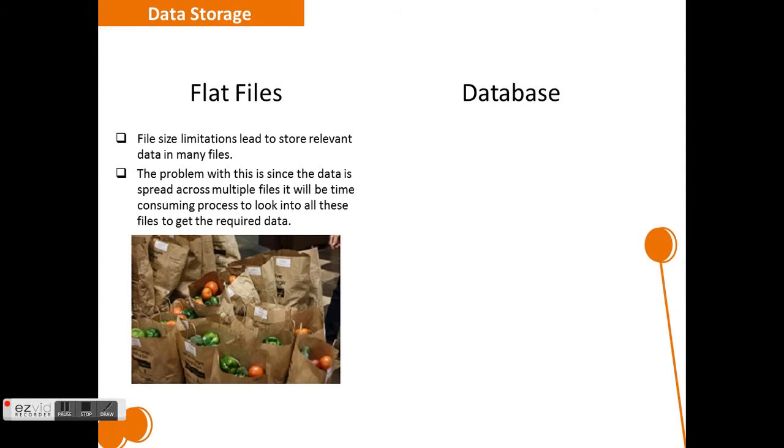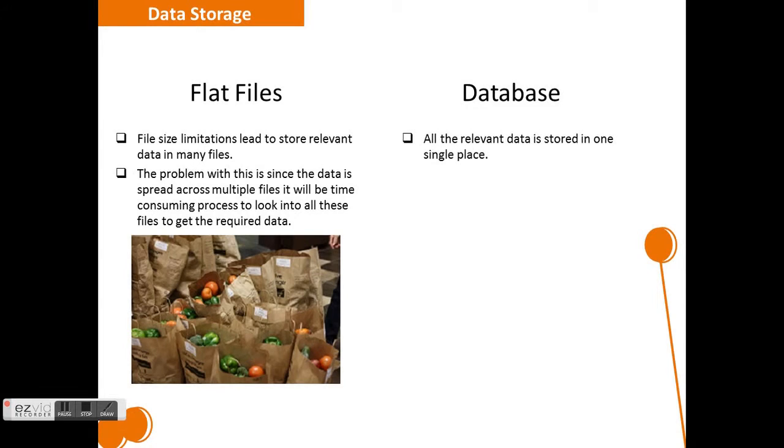Example: in this picture, we are able to see the vegetables are stored in many small bags. If I want to pick only tomatoes out of them, then I have to search all the small bags to get them. This is really a time-consuming process because I have to look into many bags for tomatoes. This is the same case when we try to retrieve similar data from multiple flat files.